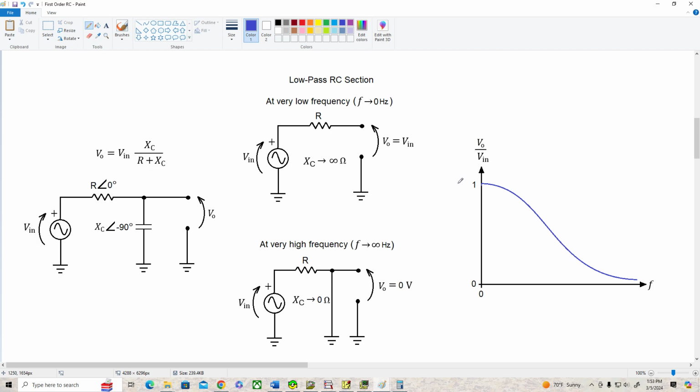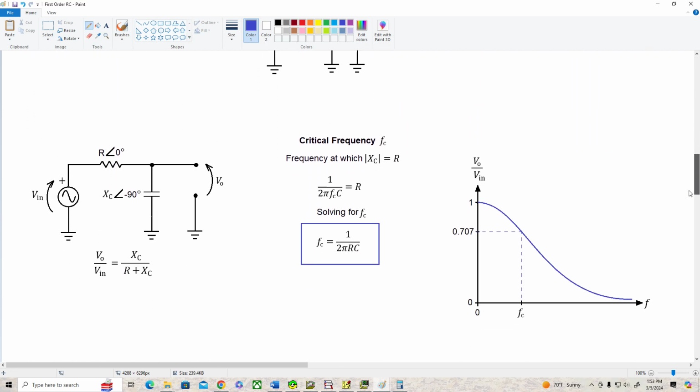That's our maximum response. As frequency goes up, the capacitor shorts more and more of the signal to ground, and it begins looking more and more like a short circuit, so the output voltage approaches 0. In the limit, the capacitor is a short to ground. Okay, now let's talk more about the critical frequency.